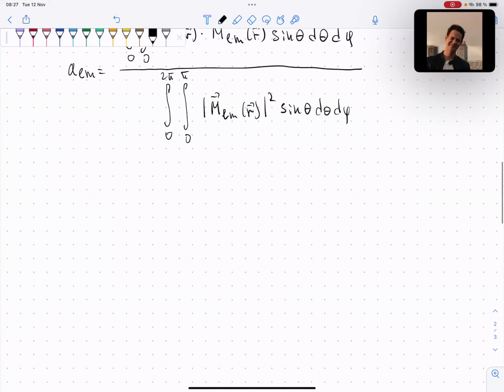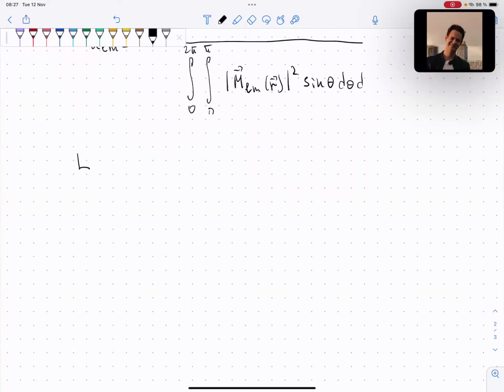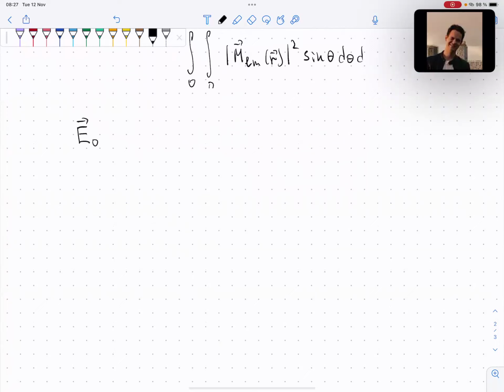So if you expand our incident field using this procedure, you will get the following expression: E0 of R equals the sum from L equal to 1 to infinity of E_L times M odd L1 minus i N even L1 J. I will just explain the indices here.